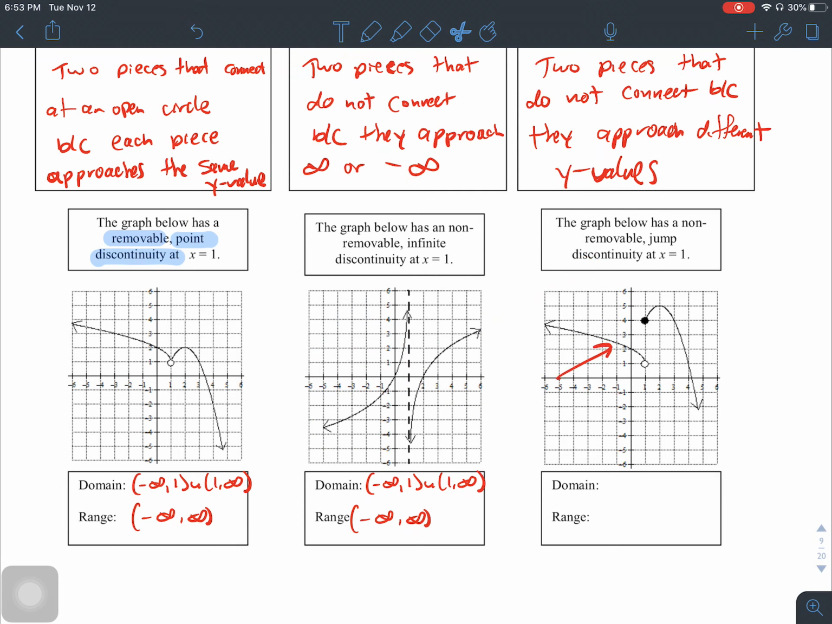Third graph, this is a piecewise function. If we approach 1 from the left, y is getting closer to 1. If we approach 1 from the right, y is getting closer to 4. Those are different y values. That's what the definition of jump discontinuity is.